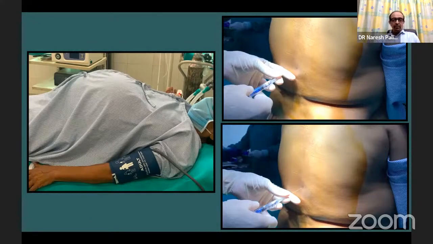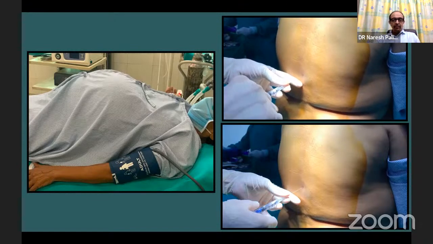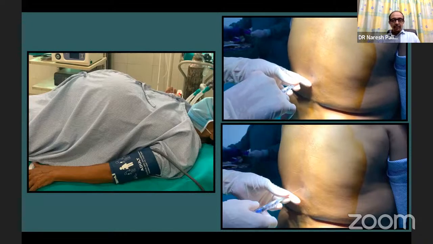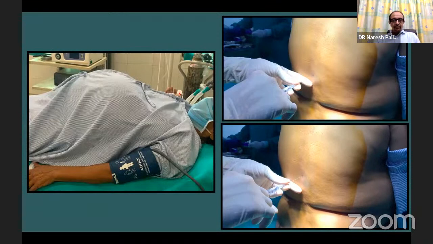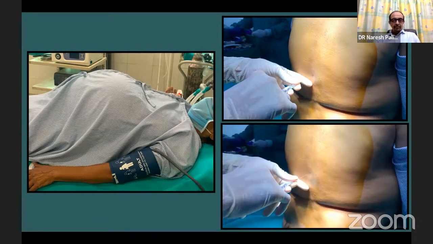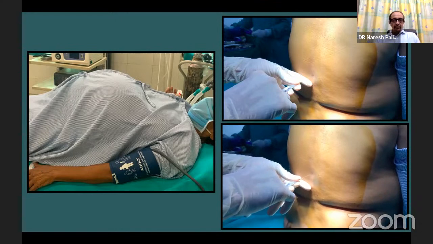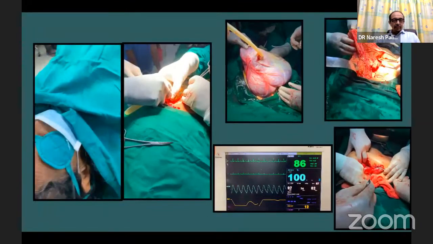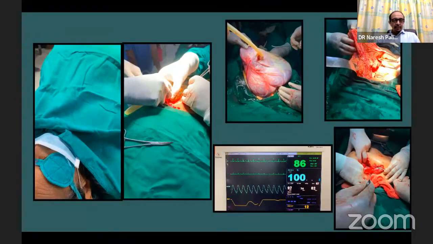It was done with 2-drug technique, 0.5 ml of the hyperbaric drug initially, and then 2 ml of the isobaric drug, in sitting position. The same patient immediately after the spinal.